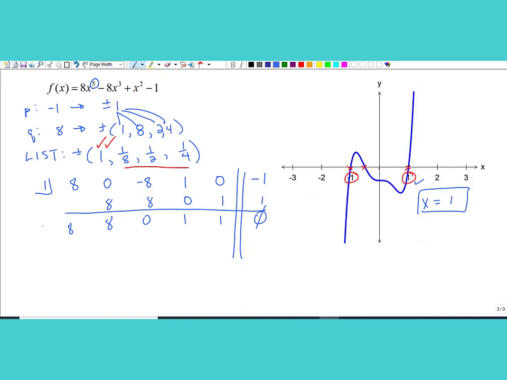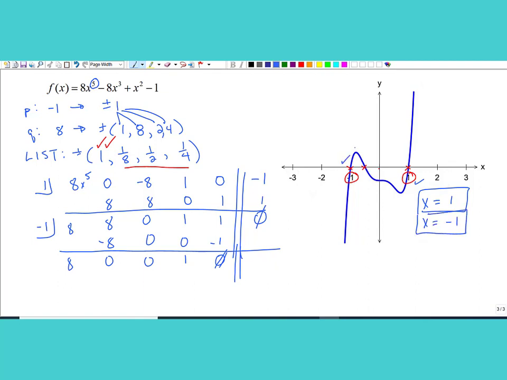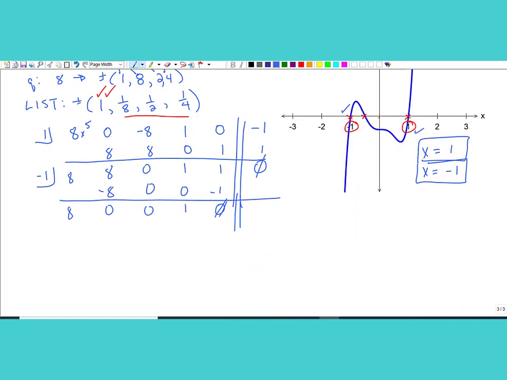All right, so now let's try -1. Remember, this was x to the 5th, so now I've got an x to the 4th. Okay, so x equals -1 is also correct. Well, now I've got an x to the 3rd. I need to keep going. I've got to try something else.